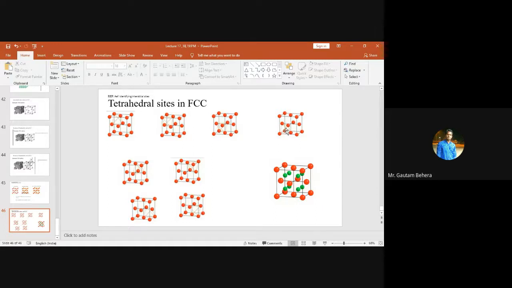Right? So either corner atoms with face centered atoms or one corner atom with face centered atoms form a tetrahedral site. Similarly, finally, if you look, these green positions are nothing but the tetrahedral sites.